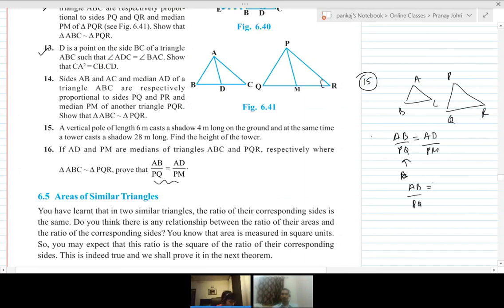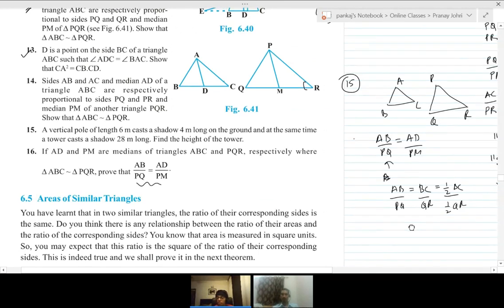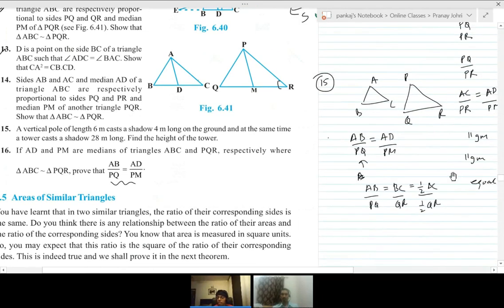It's given that BC is proportional to QR, so half BC is proportional to half QR, and since the triangles are similar, angle ABC is equal to angle PQR. So by SAS, the triangles are similar, and then AB by PQ is equal to AD by PM.